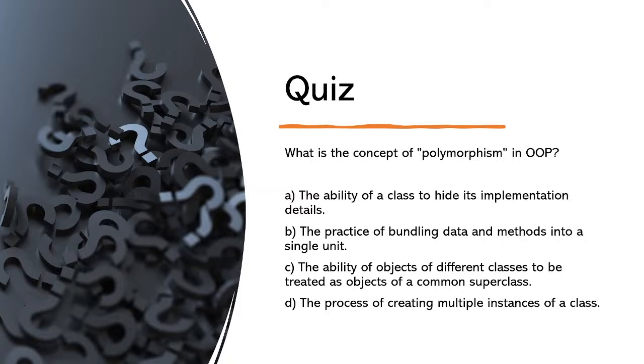Okay, now for your quiz, just type in chat the option which you opt for. What is the concept of polymorphism in OOPS? The ability of a class to hide its implementation details, the practice of bundling data and methods into a single unit, the ability of objects of different classes to be treated as objects of a common superclass, the process of creating multiple instances of a class.